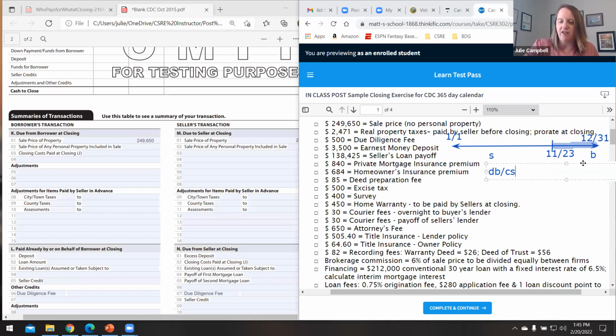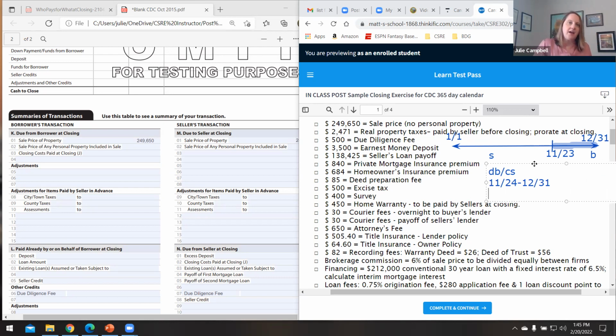I don't have much room to work, so y'all just bear with me. Buyer owes the seller for the day after settlement to the end of the year. Because isn't that the buyer's responsibility? They're responsible for the period of time that they own the property. The seller gets to pay taxes through settlement. The buyer owes the seller for the day after through the end of the year.